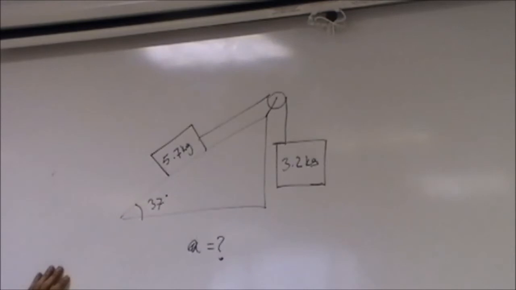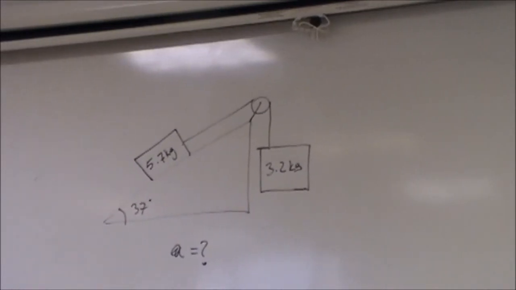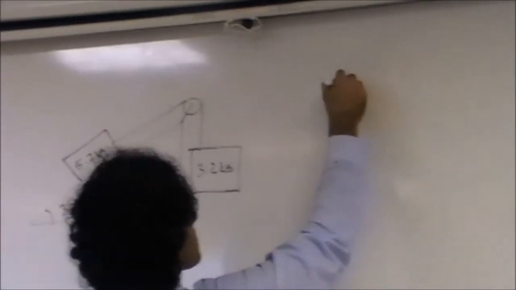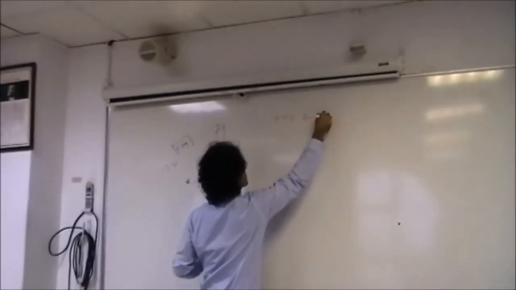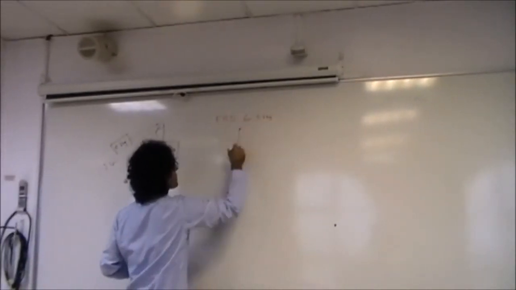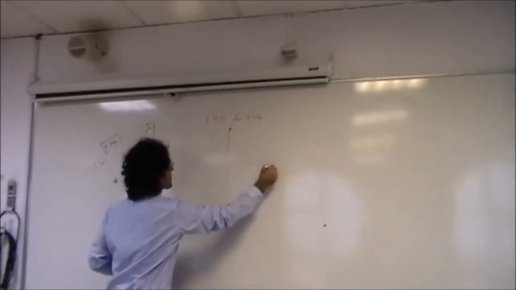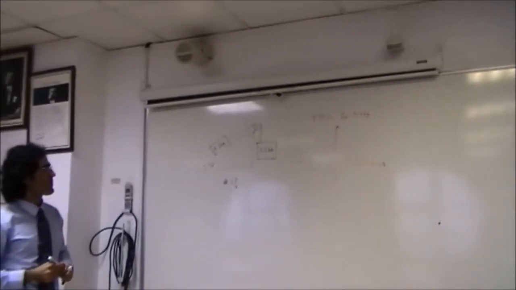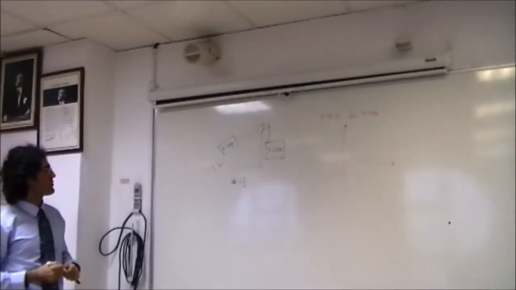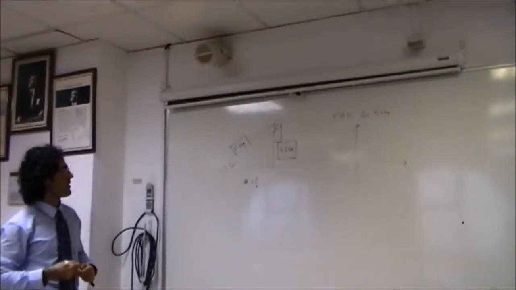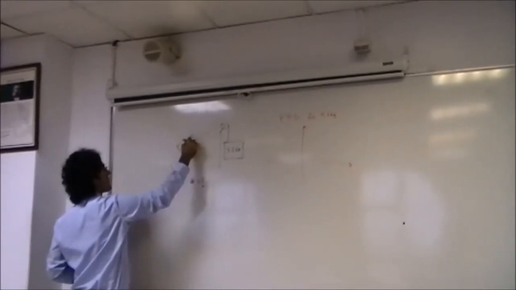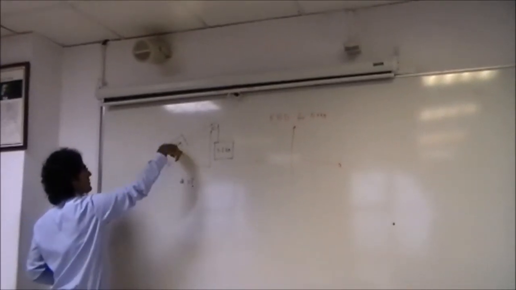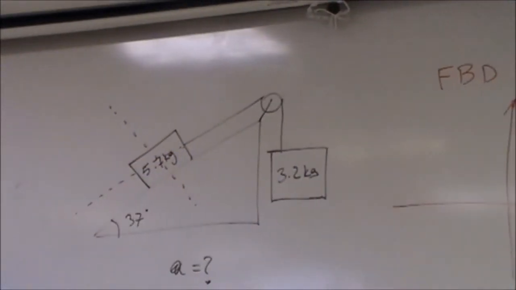So first of all, I am going to draw the free body diagram for the 5.7 kilogram object and see what kind of forces I will obtain. But I'm not planning to use conventional x and y coordinates. I will use the y axis as perpendicular to the plane and the x axis as parallel to the plane.